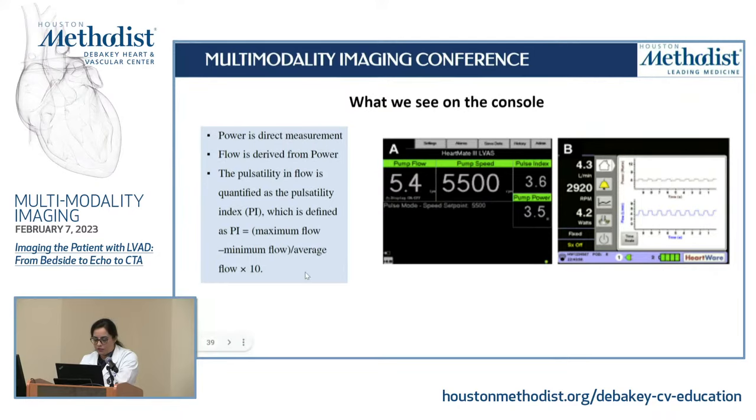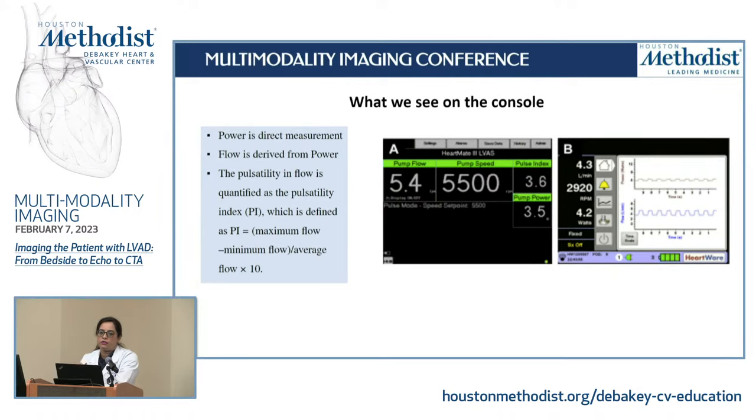A lot of you see patients; what we really are seeing is pump flow, the pump speed, and then the pulsatility index. And what is the pulsatility index? The only direct measurement that you get from the LVAD console is the power. Everything else is extrapolated, simple as that. Flow is derived from power, and the pulsatility in the flow is basically what we call the pulsatility index.